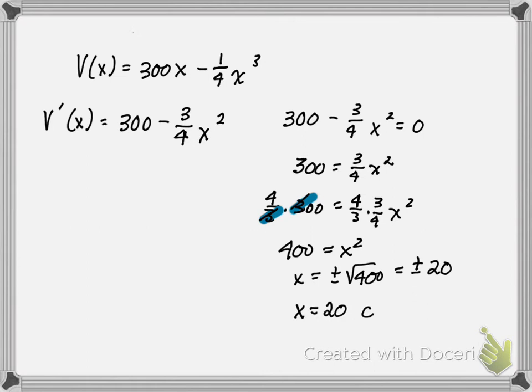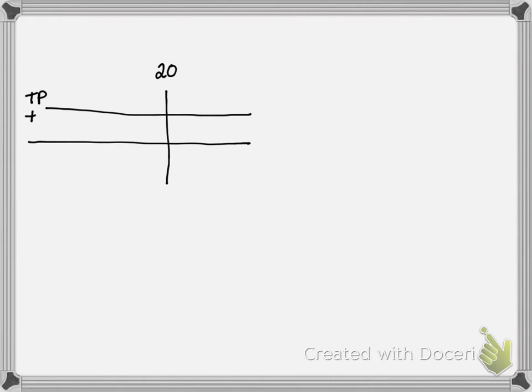Now remember, this is going to be my critical point. I've got to check both sides of it to figure out if I have a maximum or a minimum. So I make up the chart. 20 is my critical point. And then remember, we're going to use a test point on the left and a test point on the right. We're going to figure out if this is plus or minus, and then figure out if the function is increasing or decreasing.